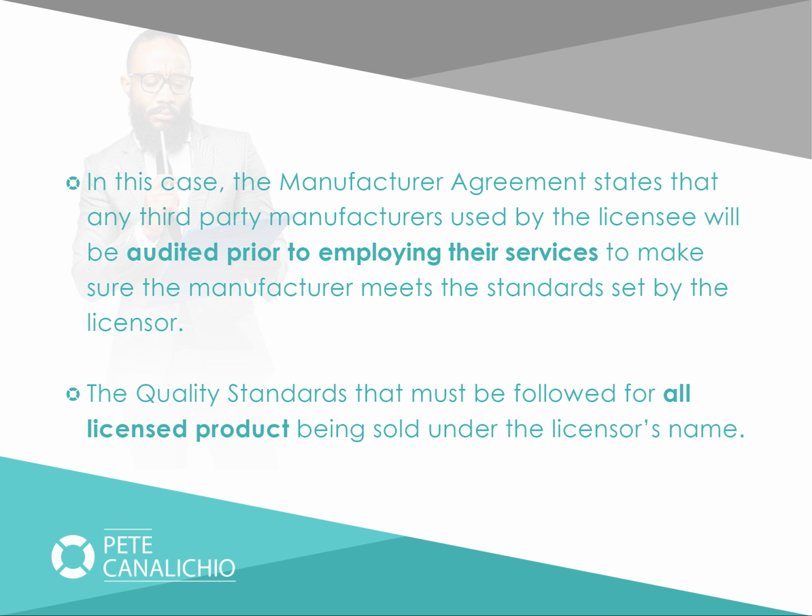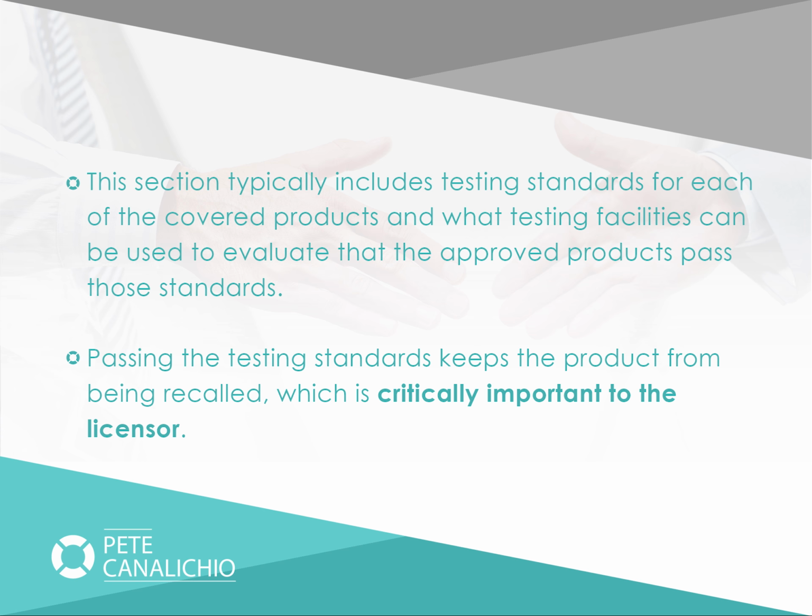Schedule F covers the quality standards that must be followed for all licensed product being sold under the licensor's name. This section typically includes testing standards for each of the covered products and what testing facilities can be used to evaluate that the approved products pass those standards. Passing the testing standards keeps the product from being recalled, which is critically important to the licensor.